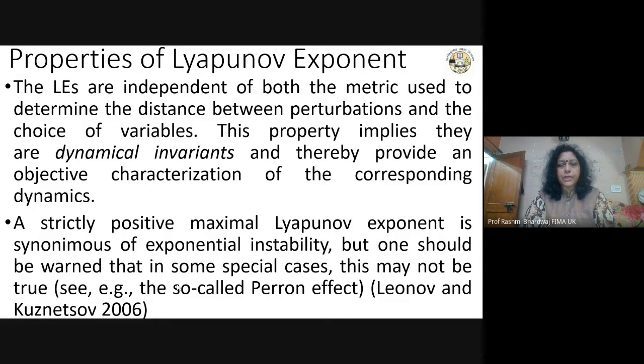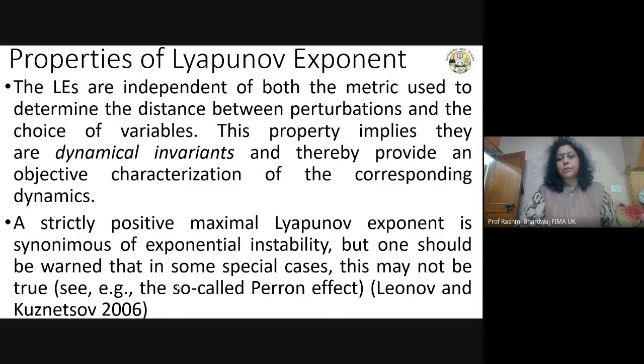This property implies they are dynamical invariants, and thereby provide an objective characterization of the corresponding dynamics. So a strictly positive maximum Lyapunov exponent is synonymous with exponential instability. But one should be warned that in some special cases this may not be true, as shown by Lyapunov in 2016, and this is known as the Perron effect.